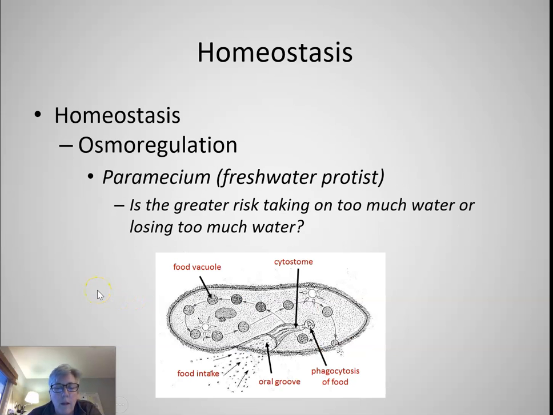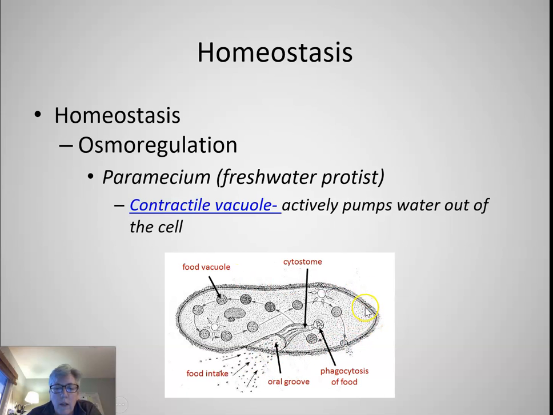Here's an example of a freshwater protist called a paramecium, and it's at a big risk of taking on too much water. So it's got this organ called a contractile vacuole, which will actively pump water out of the cell.